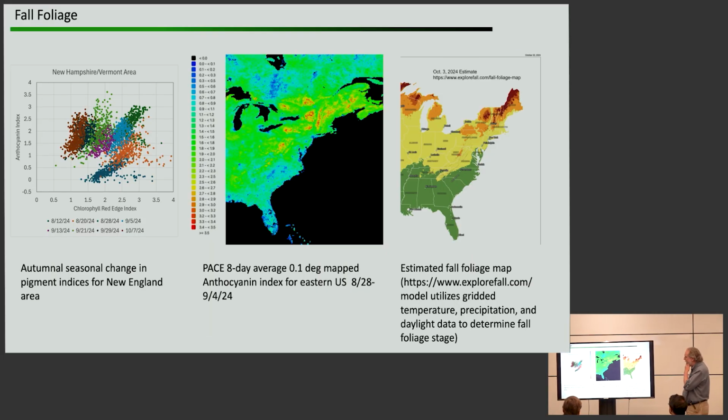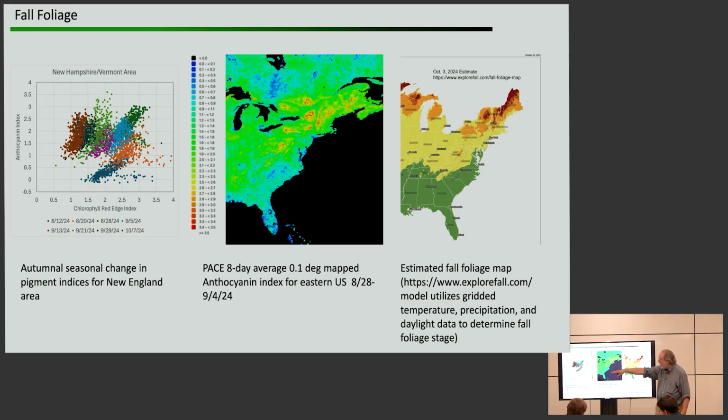One other thing I just want to mention, this is almost more for fun: as we come into fall, we can use these indices to see fall colors emerge in the forest. Here the scatter plot is basically points from a region around here in New Hampshire and Vermont. And it's showing the chlorophyll index versus the anthocyanin index.